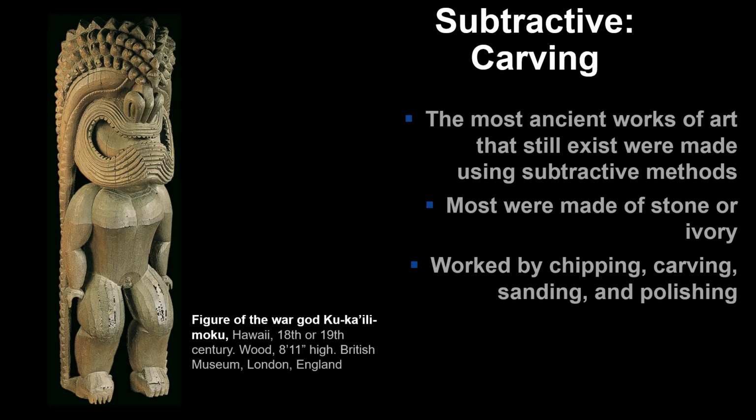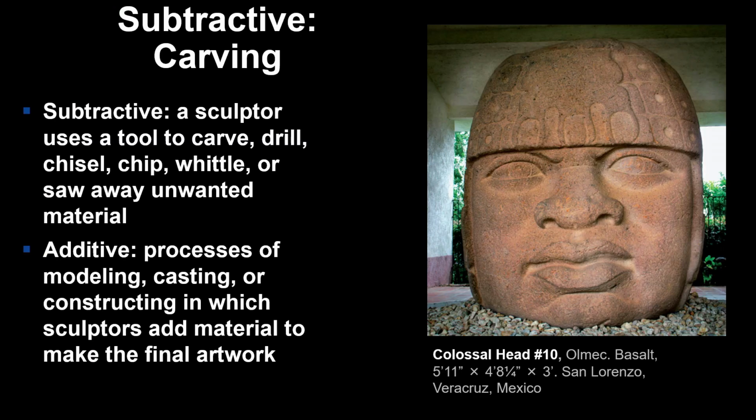So, carving. Most ancient works of art that still exist were made using subtractive methods. Most were made from stone or ivory or wood, worked by chipping, carving, sanding, or polishing. So if you look at the image on the left, this Hawaiian figure is made from wood that was carved, cut away to reveal the sculpture inside.